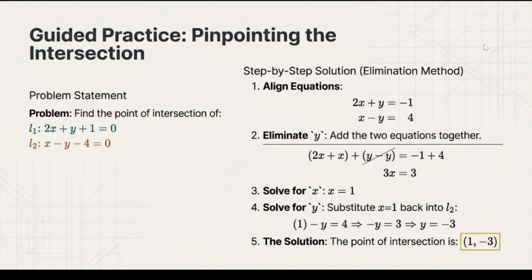Now using the value of x that we just found, we can use either of the two equations, the first or the second. Let's choose the second equation for now. Placing the value of x in the second equation, we get the value of y, which is negative 3. That means our point of intersection is (x, y), or simply (1, -3).